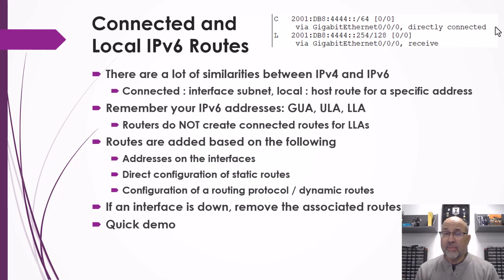Now, an important thing to remember is that if an interface goes down, any route that's associated with that interface, anything that was learned via that interface, also goes down. It's removed from the routing table. So a single interface can impact a lot of different routes. So let's take a look at a quick demo to remind ourselves where we are, and then we'll talk more about some of the details.